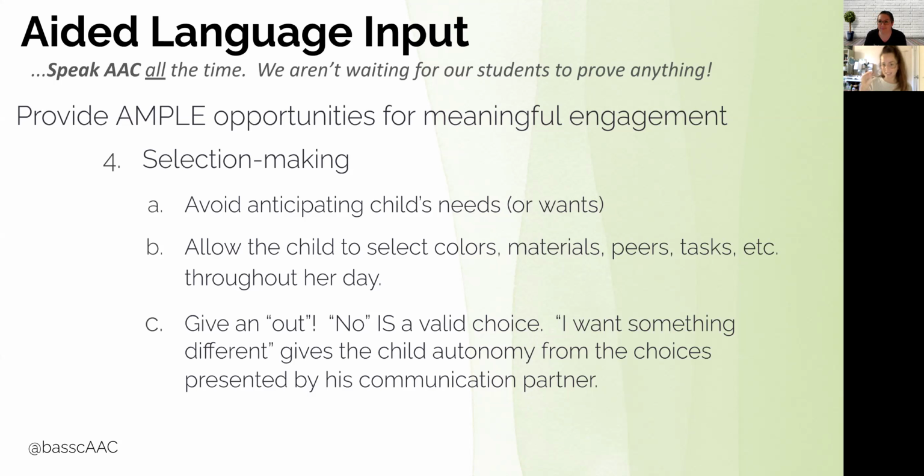So if we give them that different option, then it allows them to really think about what they want and to communicate their thoughts and feelings. So we really want to give it out. I want something different. It gives them the ability to make choices to the communication partner, true choices. Plus also, no is a valid choice. Do you want the purple, the blue, or a different color? No. And they're probably letting us know they don't want colors at all right now. And that's a valid choice as well. So something to keep in mind when you're thinking through choice making and selection making.